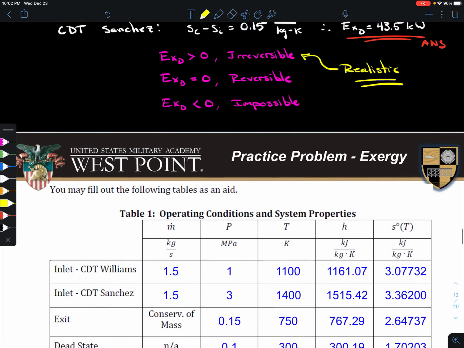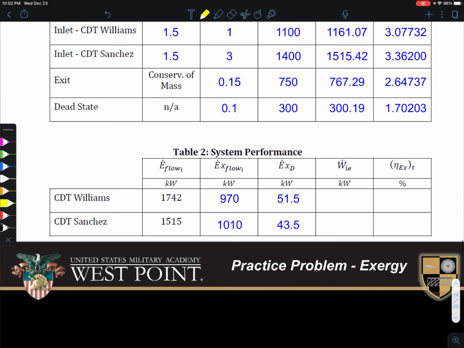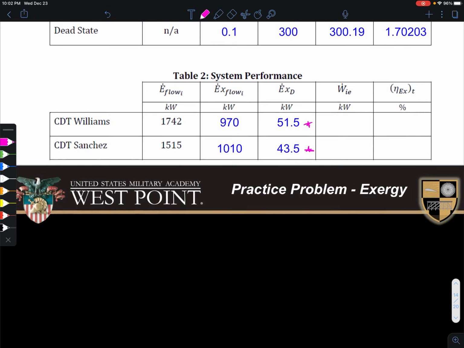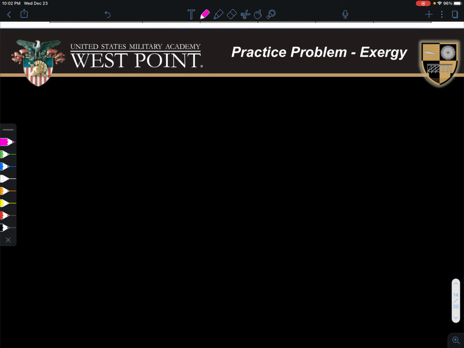So we take those numbers, 51.5 and 43.5, and plug them in down here. And we get these statements for exergy destruction for both cadets. Now we're looking at part C. We need to do an exergy balance.